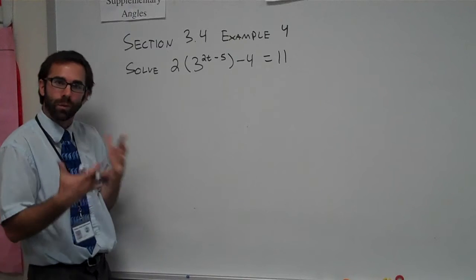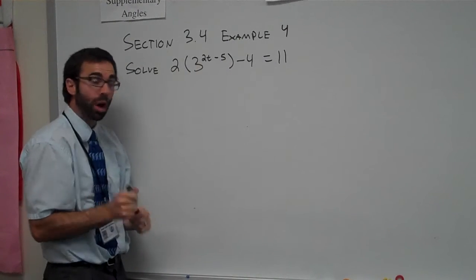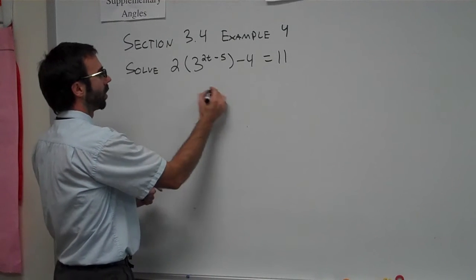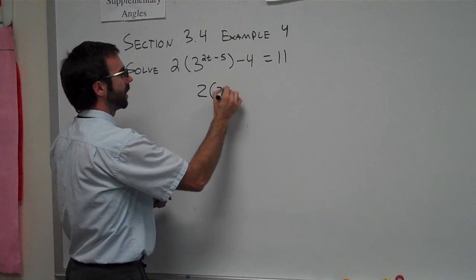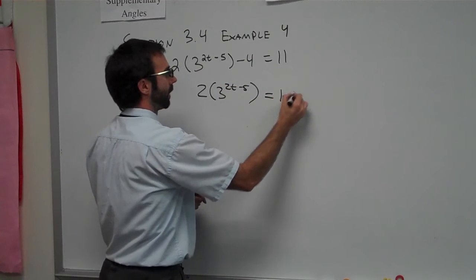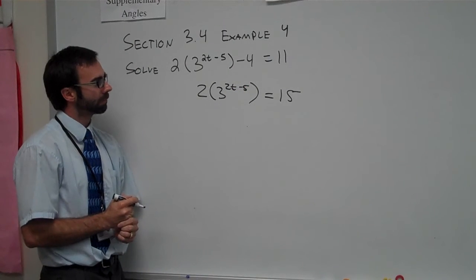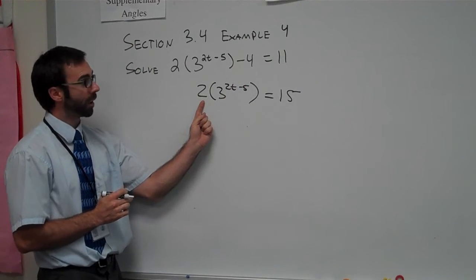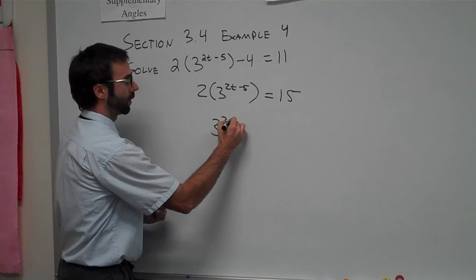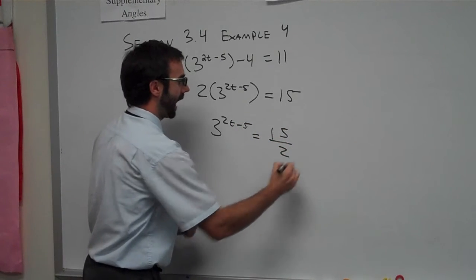So let's go ahead and get rid of a few items such as our -4 and our 2, and then we can start dealing with our exponent. Let's first add 4 to both sides. So I'm going to do 2 times 3 to the 2t minus 5 equals 15. All I did was add 4 to both sides. Now let's get rid of the 2 by dividing by 2 on both sides. So 3 to the power of 2t minus 5 equals 15 halves.